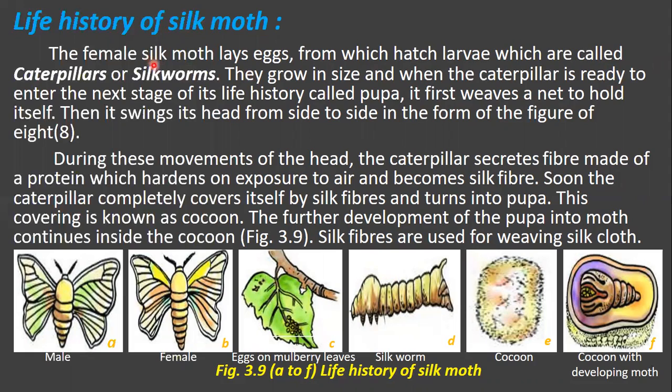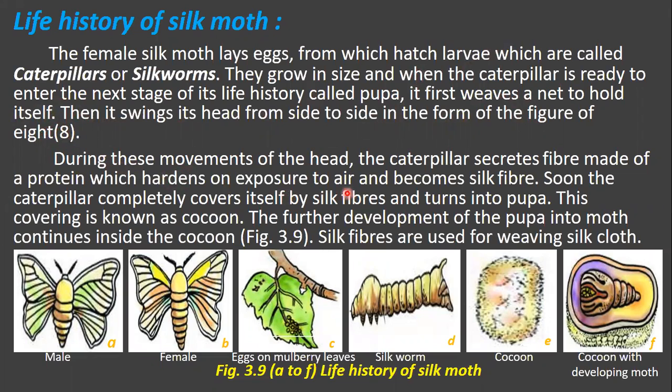The caterpillar is ready to enter the next stage of its life history called pupa, and first it weaves a net to hold itself, and then it swings its head from side to side in the form of the figure of 8. It means an 8-like structure it will be.